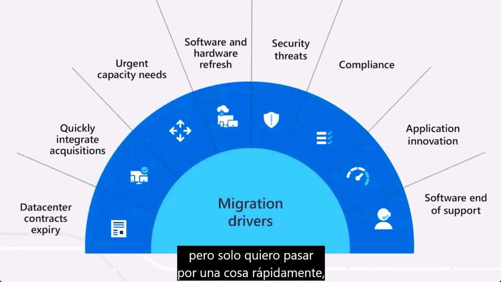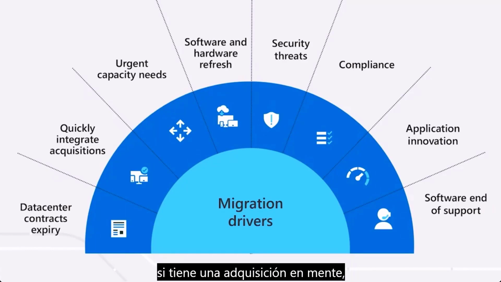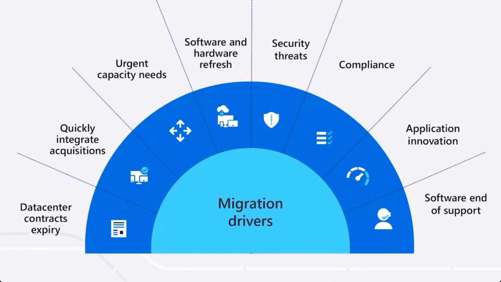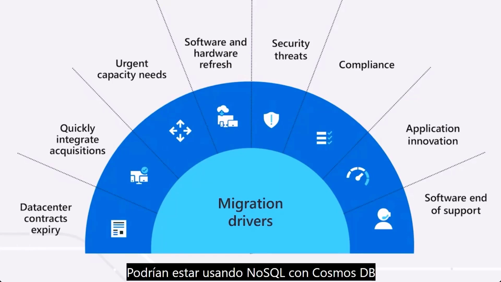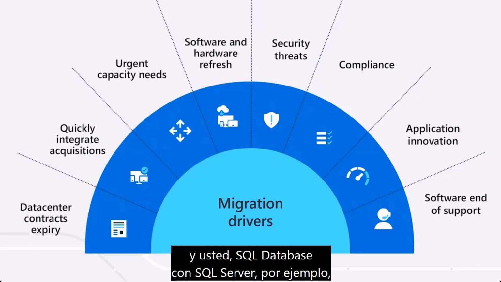So we already saw this slide, but I just want to go through one thing quickly here. Specifically for data, one important migration driver can be if you have an acquisition in mind, like if you have been acquired or you have acquired a firm, because very often firms use different data systems. Like for example, they could be using MySQL and you are using PostgreSQL. They might be using NoSQL with Cosmos DB or even with MongoDB, and you are using SQL database with SQL Server, for example.